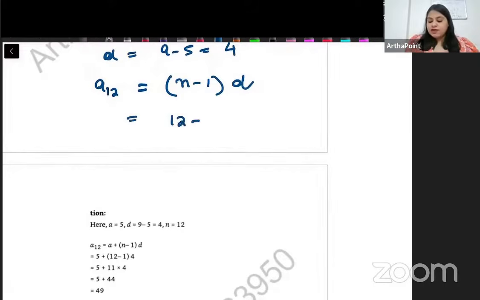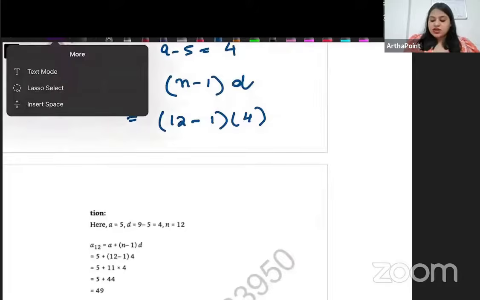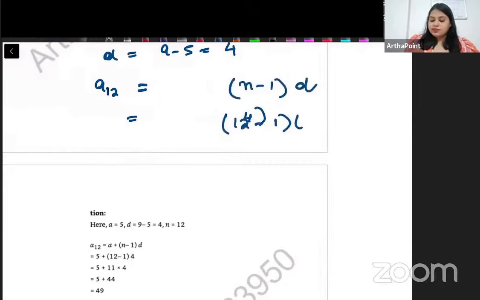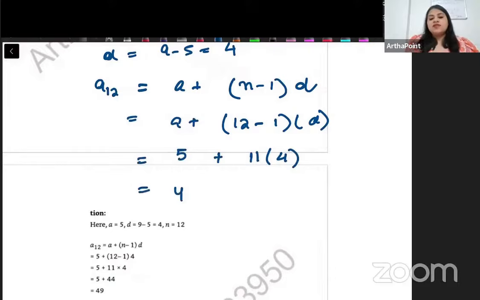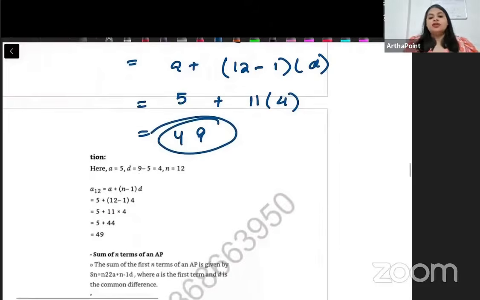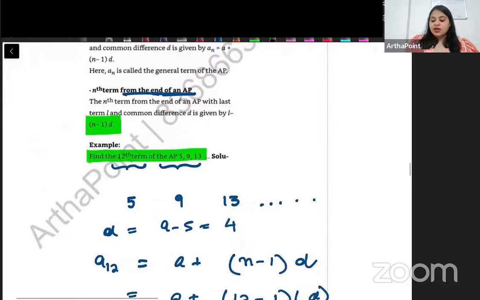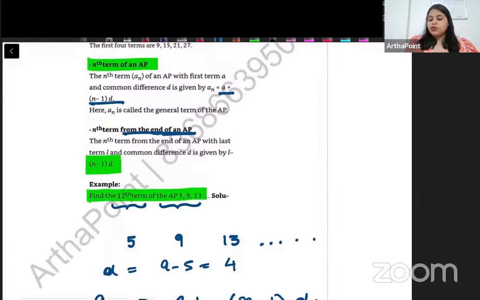So this will be 12 minus 1 into 4. Achha, sorry, I just did not add a here. A plus n minus 1 into d. So this will be 11 into 4 plus the first term. The first term was 5. So the 12th term will be 49. That will be your 12th term. This is the formula of your nth term of the AP, a plus n minus 1 into d.